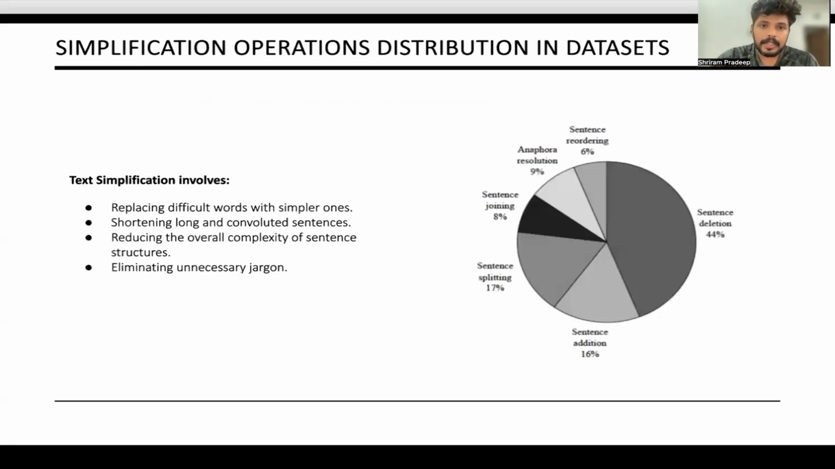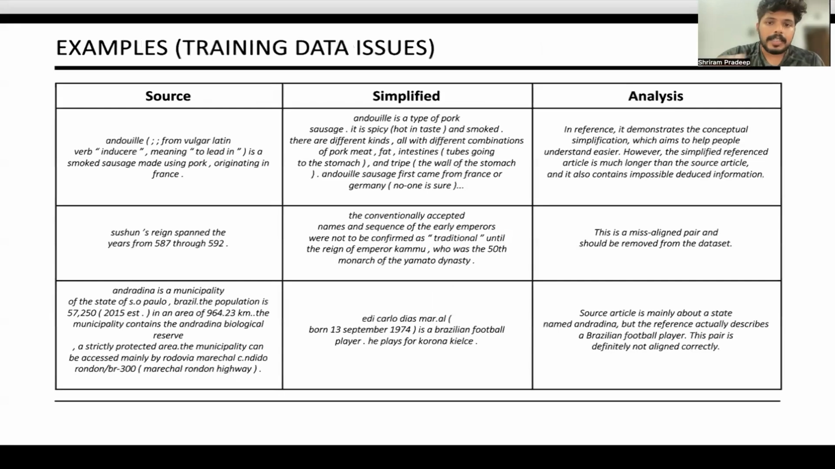If we look at the distribution of issues in the dataset, this is the pie chart of the distribution. We have these issues that occur in the dataset. These are examples of issues with the source and the simplified text. In the first case, as you can see, the length of the sentence in the source is less than in the simplified text. In the second case, it's talking about one person in the source text, but in the simplified text, it's talking about a different person, and we have a misaligned pair.